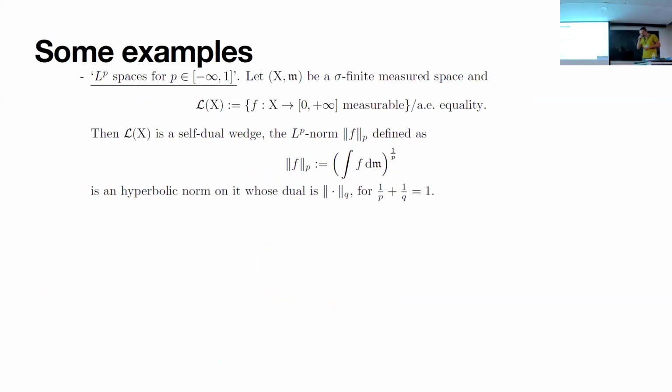Now, here are some examples. First and foremost, LP spaces. LP spaces for p more than one, possibly negative, fit very well within this framework. Of course, classical LP spaces do not work well. We don't have any triangular inequality for the classical norm.